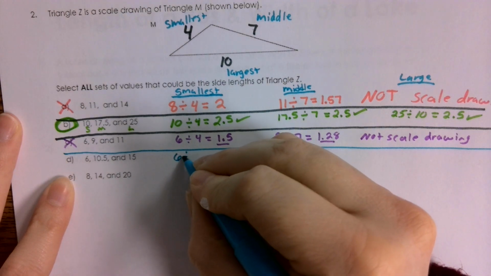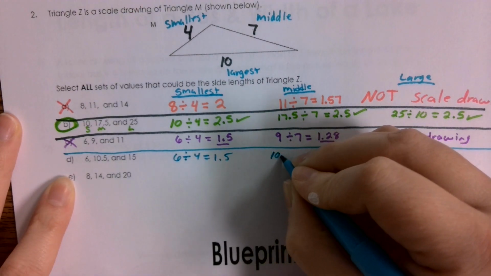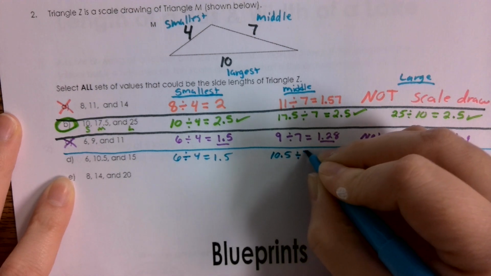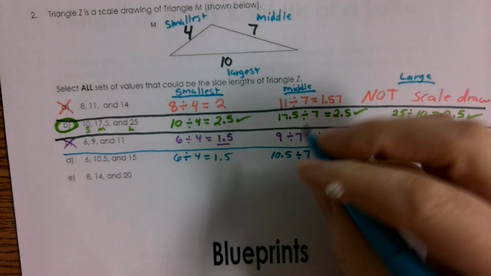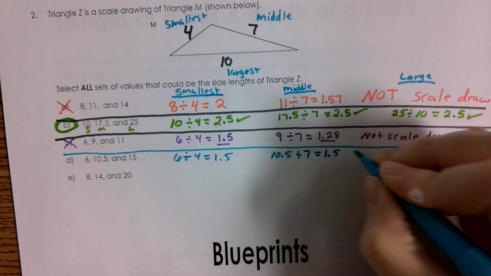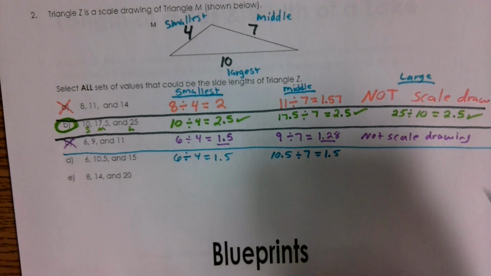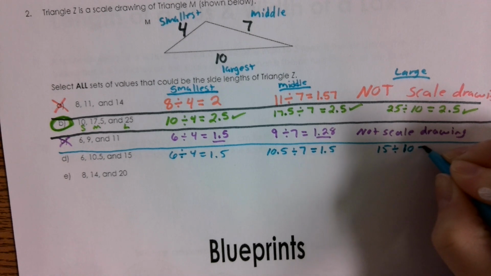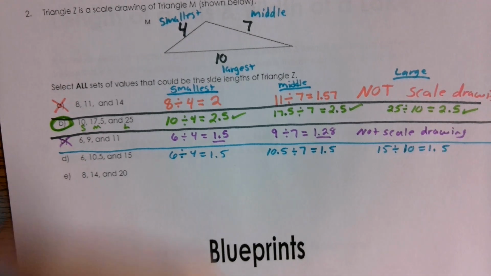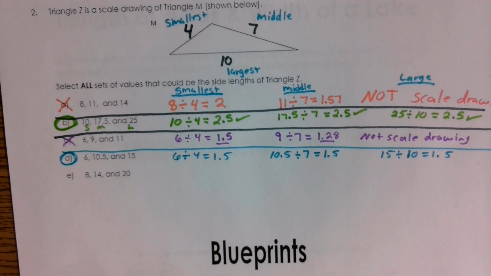Again, we know 6 divided by 4 is going to give us 1.5. Okay, then we're going to do 10.5 divided by 7. 10.5 divided by 7 is going to come out to 1.5. And then we're going to do 15 divided by 10, and that's going to come out to 1.5. So that does work. So there is an option of a scale drawing. And then we'll go on to the last one.